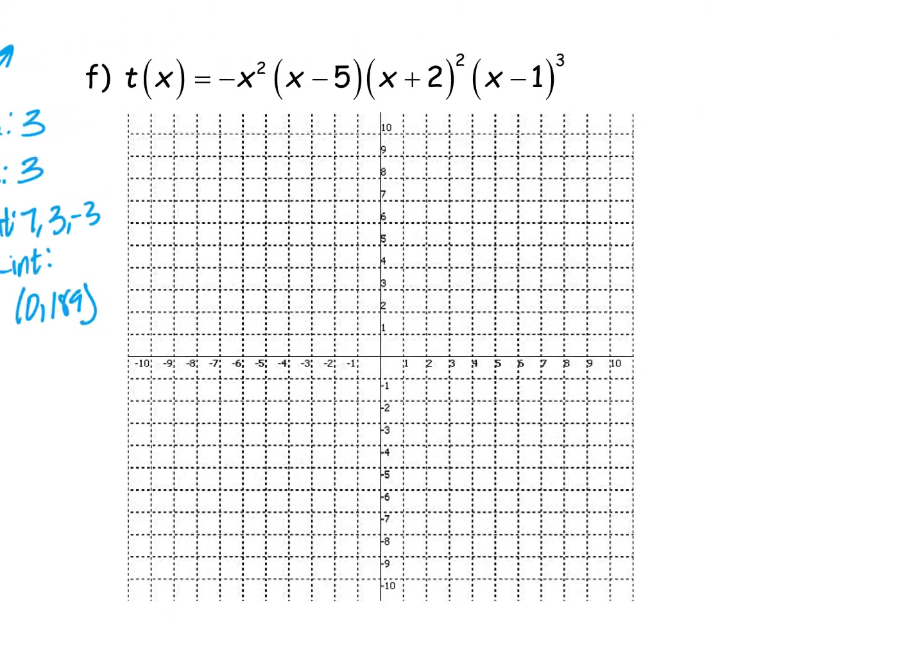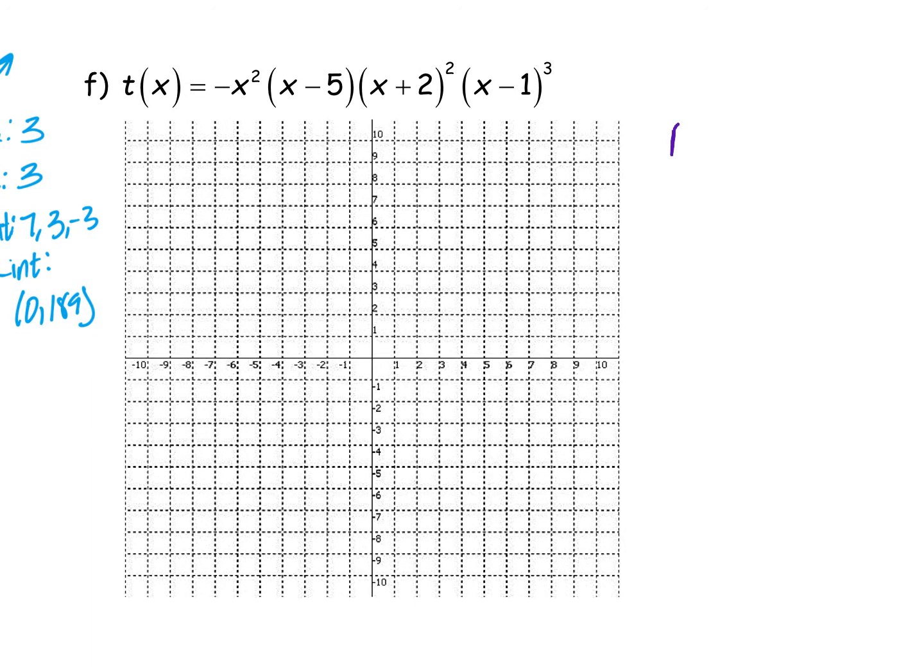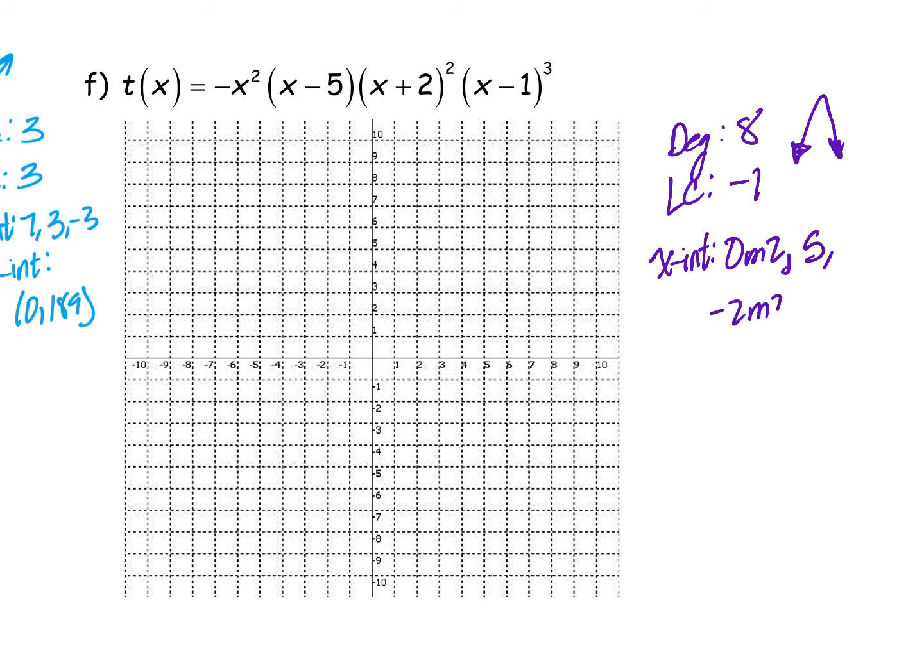And then the last one. Degree: 2, 3, 4, 5, 6, 7, 8. Leading coefficient, -1. So it's going to open down. X-intercepts: 0, multiplicity 2. Add 5. Subtract 2, multiplicity 2. Add 1, multiplicity 3. Y-intercept: there was one at 0, so it's got to be 0, 0.